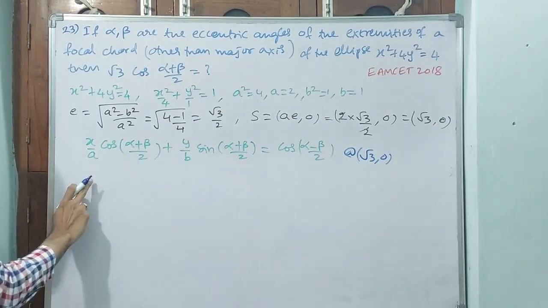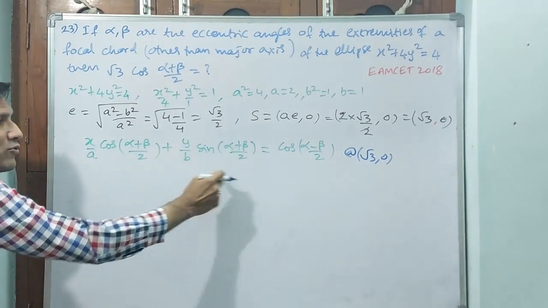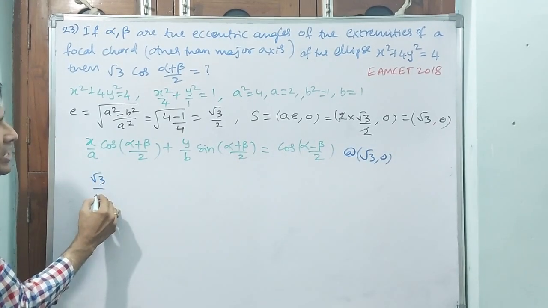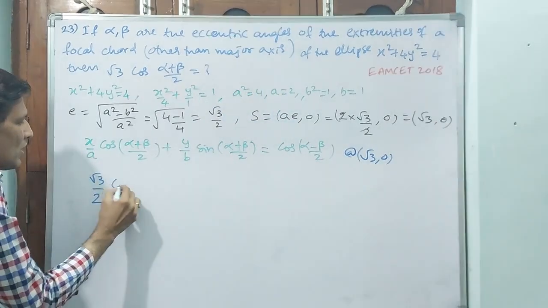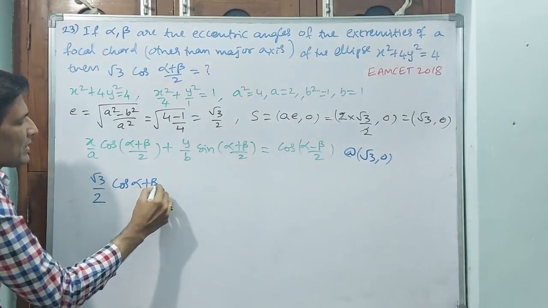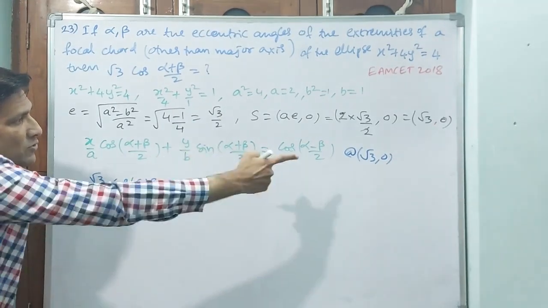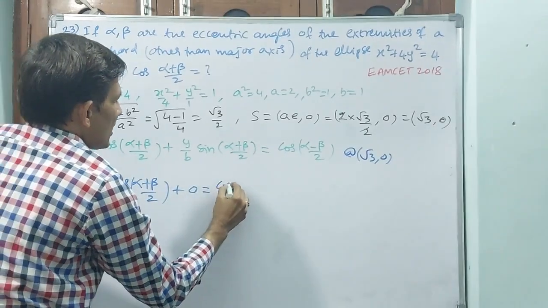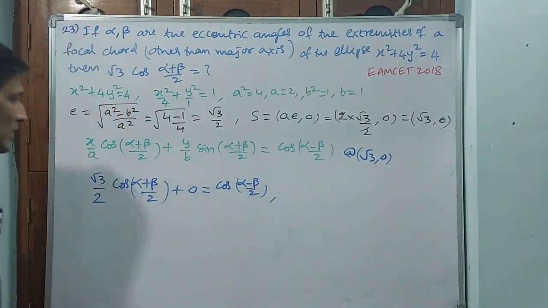Wherever x is there, you apply √3. Wherever y is there, you apply 0. That means this is 0, this entire term is going to become 0. That means x is √3, a is 2: √3/2 cos((α+β)/2) plus 0. Why 0? Y is 0 there. That is why this is going to become 0. Is equal to cos((α−β)/2).